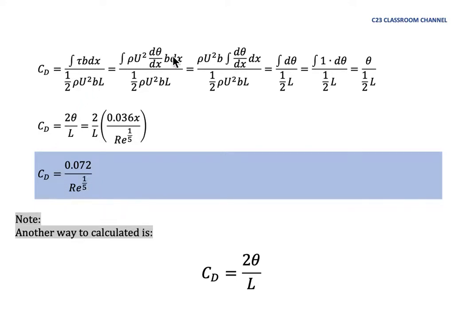So with this calculation, we could say that another way to calculate the value of CD is by calculating with 2 theta over L. So this might be another method to calculate the value of CD.